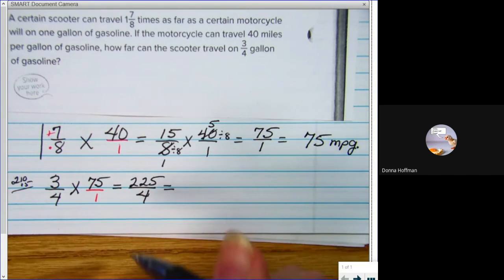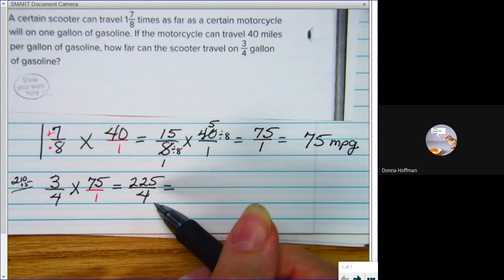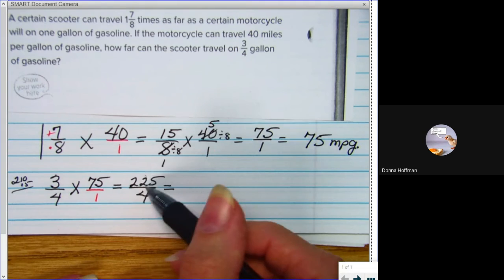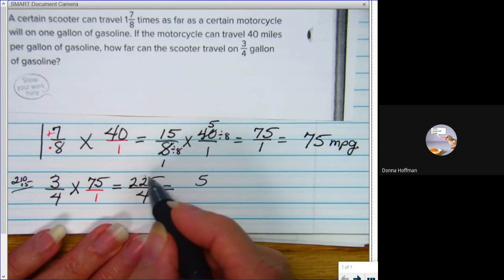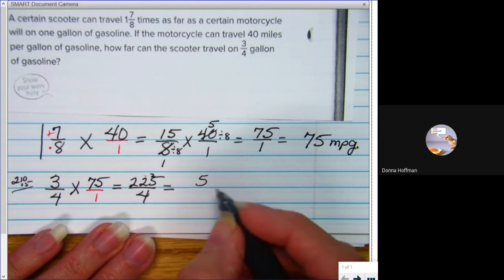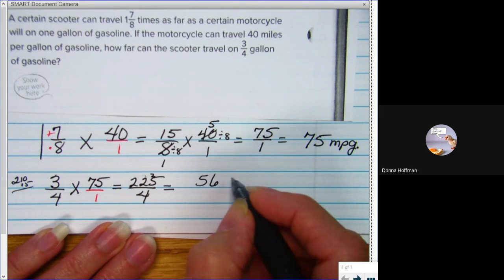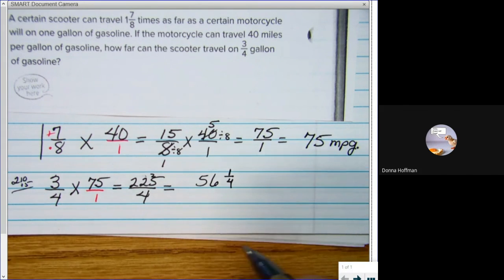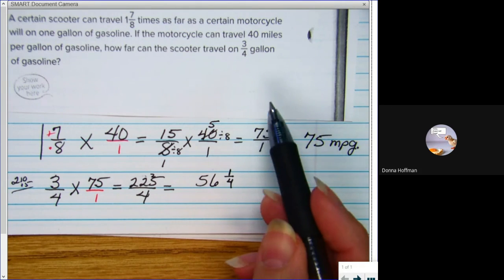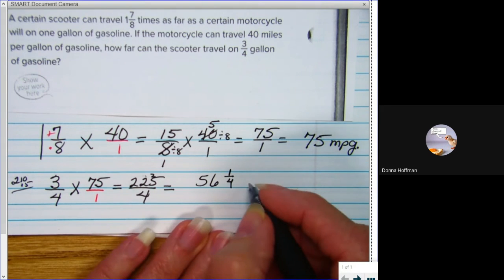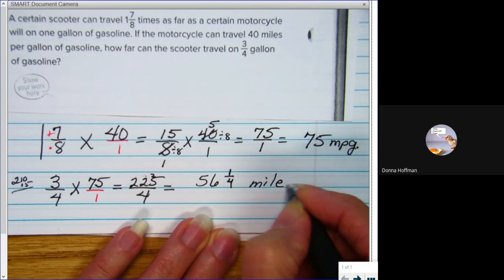At this point, I have an improper fraction of 225 over 4, and I have to simplify that. So how many 4s can I take out of 20? Well, it would be 5, and it would leave me 2 remaining. So I move the 2 over to my 5, and the 5 is no longer a 5. It's a 25. And how many 4s can I take from 25? Would be a 6, with 1 piece left over when it takes 4 pieces to make a whole. So in this case, when given 3/4 of a gallon of gasoline in that scooter, you should be able to travel 56 1/4 miles for your distance.